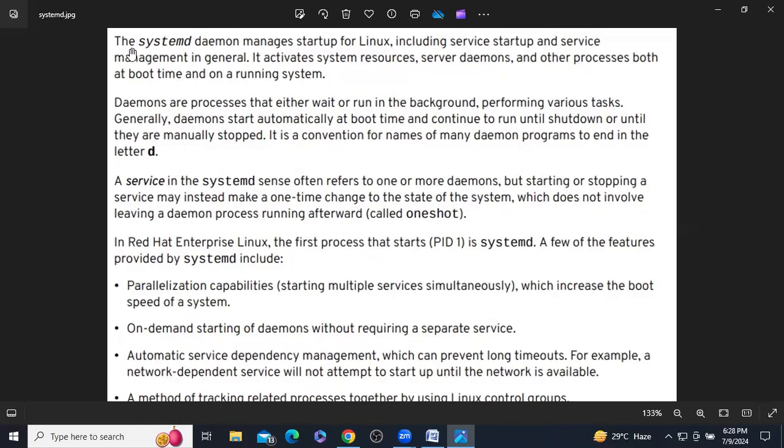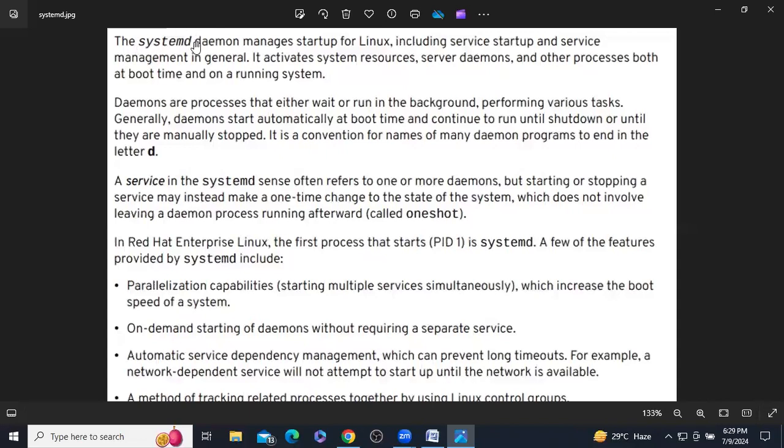So let's see, guys. Systemd is a daemon. It manages startup for Linux, including service startup and service management, and activates system resources, server daemons, and other processes both at boot time and on a running system. Means it manages along with the boot time. After getting the login screen also, it is going to manage the processes in our operating system. Got it, guys? That is the use of systemd, what it does.